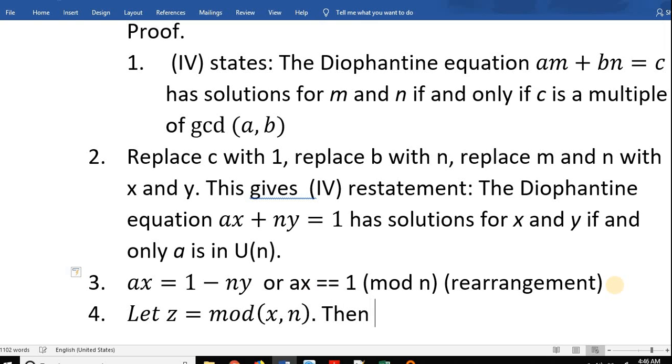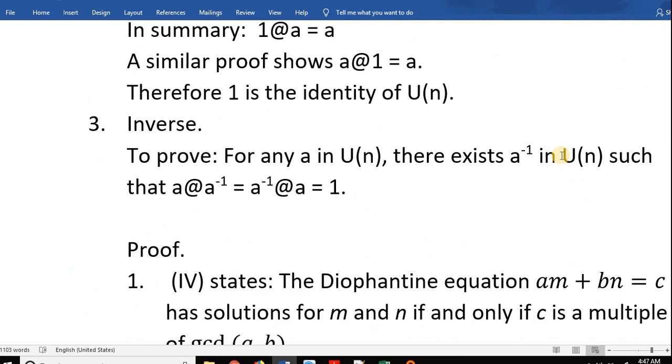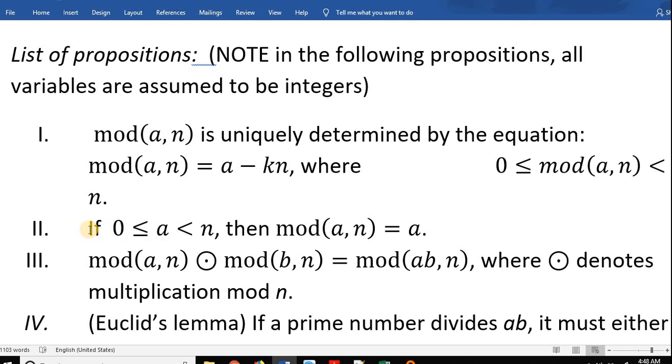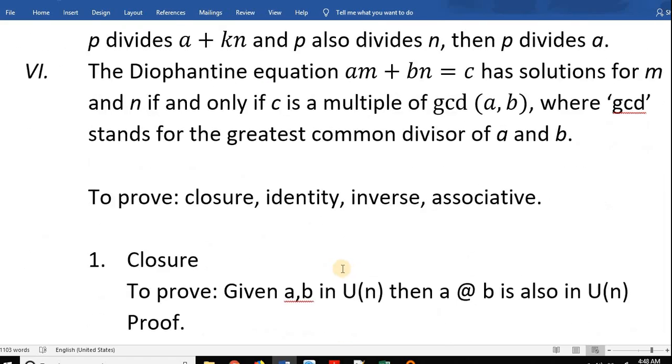Then let's look at what happens with a, and I'll use the at sign again for my multiplication. What is a at z going to be? Well, you see that z is mod x comma n, so in this case, mod of z comma n is going to be z. So we're going to use this same thing here that we've done before. Right, we'll use 2, because mod z comma n is equal to z. And then we'll use 3 because we'll be taking the product of the mod things and get the mod of the result. So let's go down here and finish that.